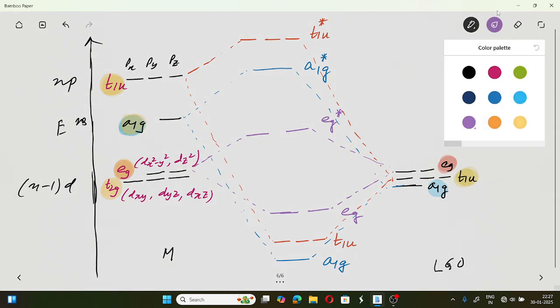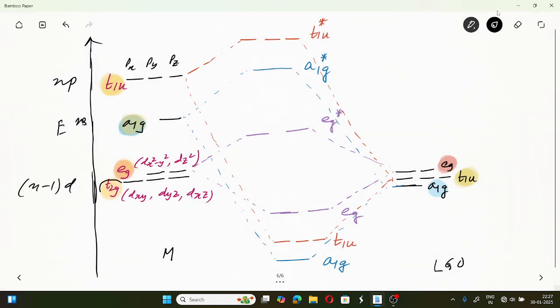And since we have not constructed the LGO having matching symmetry with T2G, for simplicity, we have not drawn it because it will be involved in pi bonding. So these three will remain as non-bonding. So T2G non-bonding.